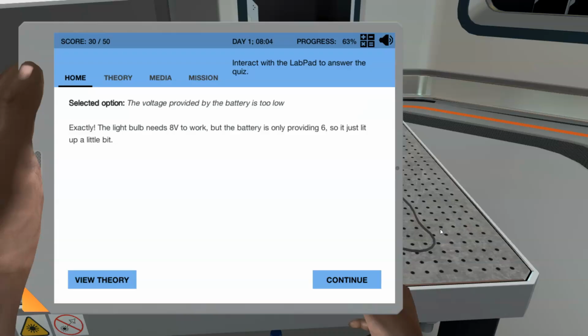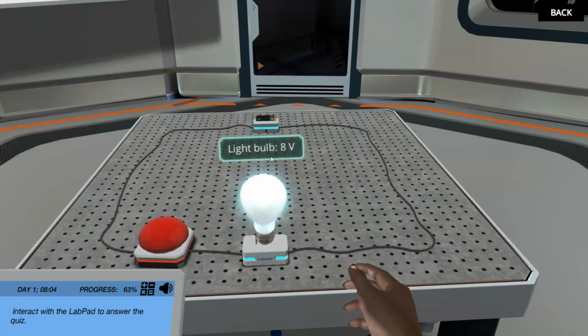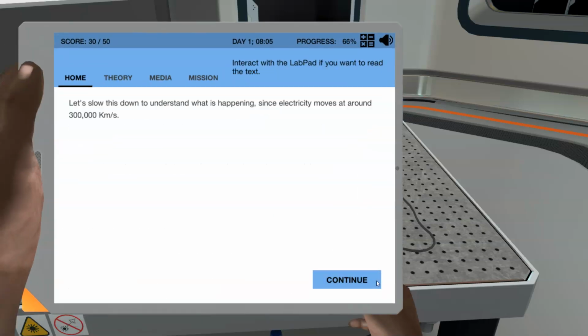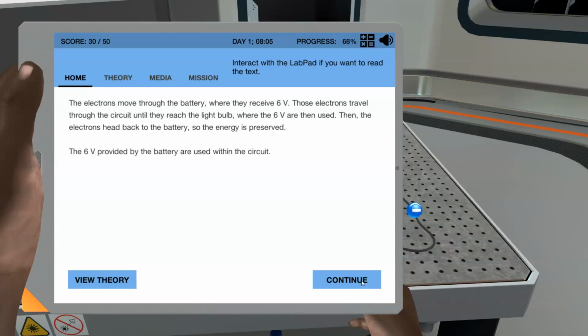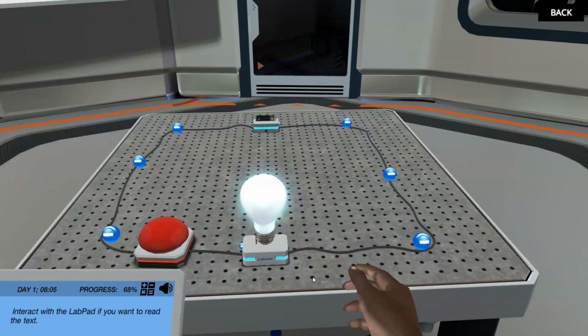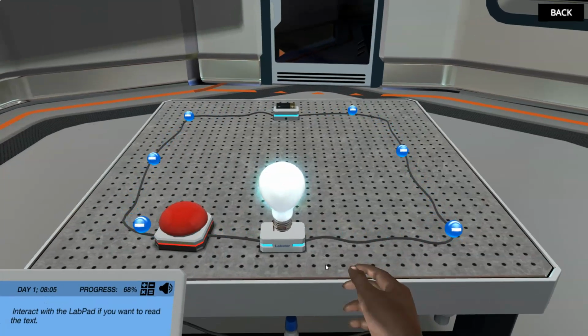Exactly. The light bulb needs 8 volts to work, but the battery is only providing 6, so it just lit up a little bit. Let's slow this down to understand what is happening. Since electricity moves at around 300,000 kilometers per second, the electrons move through the battery, where they receive 6 volts. Those electrons travel through the circuit until they reach the light bulb, where the 6 volts are then used. Then, the electrons head back to the battery, so the energy is preserved. The 6 volts provided by the battery are used within the circuit.